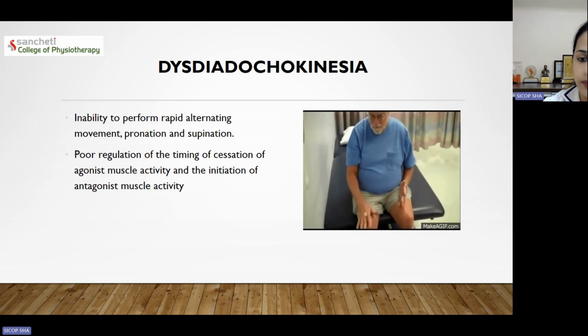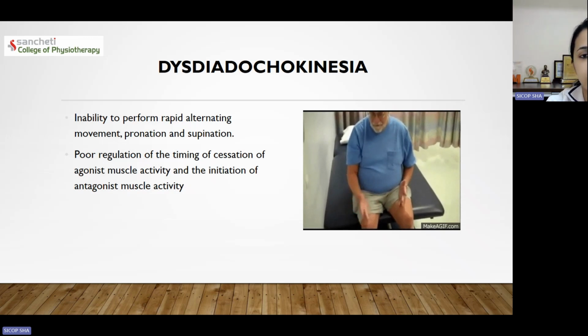So, for example, if I intend to do pronation and supination, when I'm going from pronation to supination, my pronators need to stop firing and my supinators need to start firing. But because the timing of these two is affected, in our patients we are going to see dysdiadochokinesia.